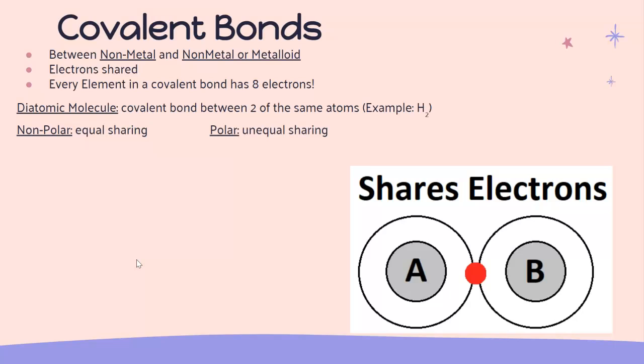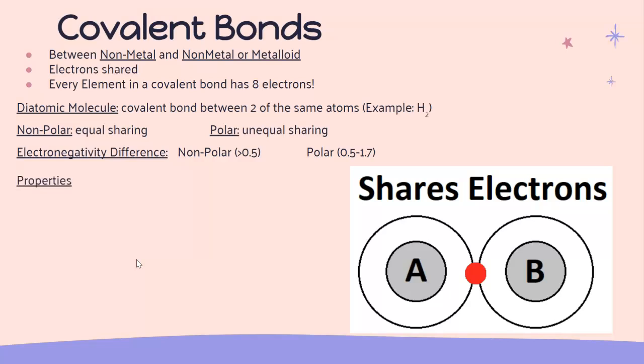Nonpolar means that there is equal sharing of the electrons. Polar means there is unequal sharing of electrons. That means one of the elements is holding onto that electron a little bit closer to its nucleus. The electronegativity difference is going to depend on whether it's polar or nonpolar. Nonpolar have very, very small electronegativity differences, less than 0.5, and polar are going to be between 0.5 and 1.7.